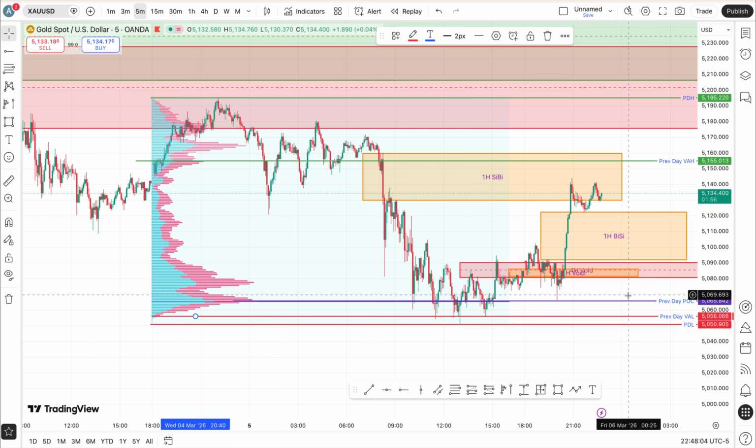So these levels which have been mentioned today determine the next move in gold. Trade with patience, trade with structure, and I'll see you in tomorrow's analysis.